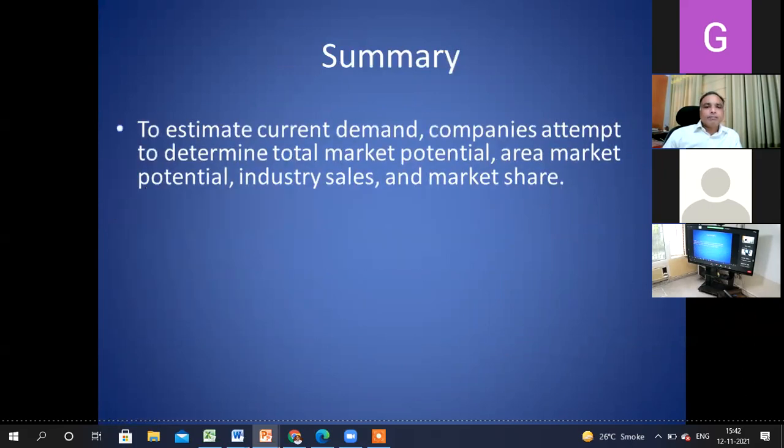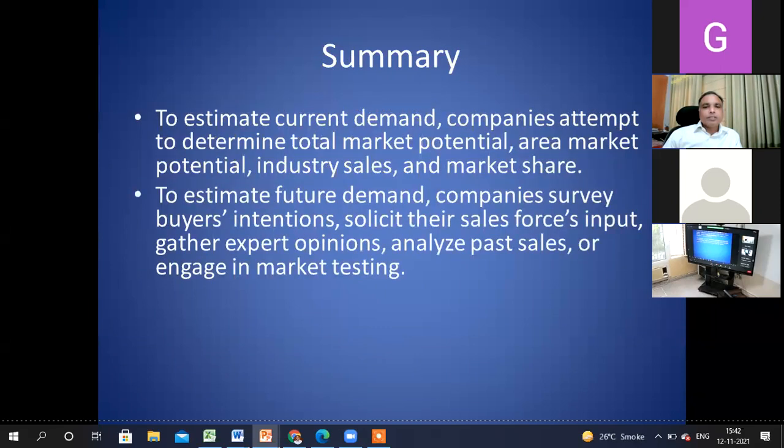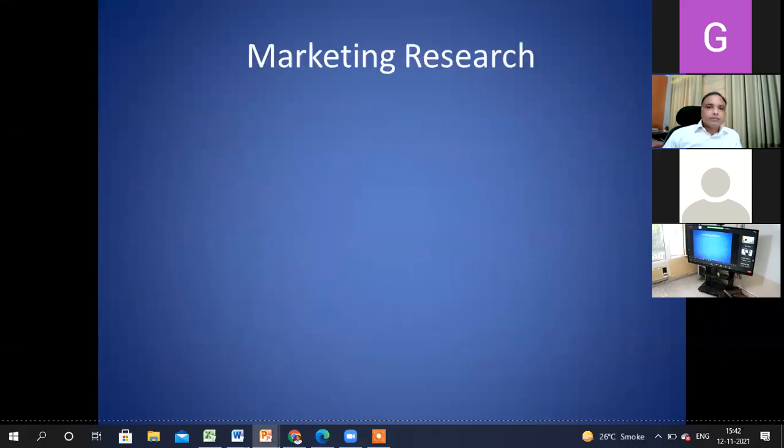Now it's a summary of what we have discussed today. First, we talked about forecasting. Forecasting is to estimate current demand. Companies attempt to determine total market potential, area market potential, industry sales, and market share. To estimate future demand, companies survey buyers' intentions, solicit their sales force input, gather expert opinions, analyze past sales, or engage in market testing. And if you have this kind of past data, we can use statistical techniques, mathematical models, advanced statistical techniques, and computerized data collection procedures. And then we can create a demand and sales forecast.